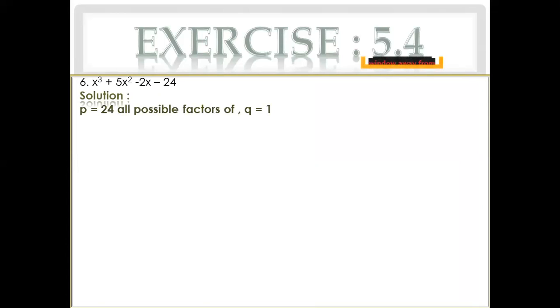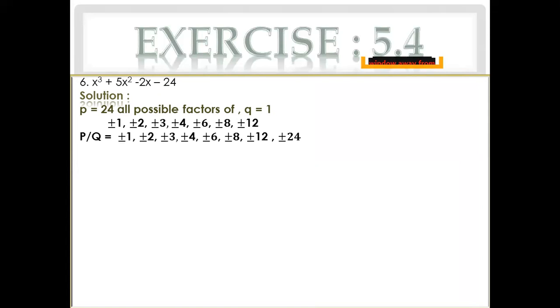Yes, the next question is 6x cube plus 5x square minus 2x minus 24. I did all those questions which have the greater factors. Here p is minus 24, and q is 1. Again, p over q. First, we find all the possible factors of 24, which are plus minus 1, 2, 3, 4, 6, 8, and 12. And q is again 1, because q is the coefficient of x cube. p by q becomes plus minus 1, plus minus 2.